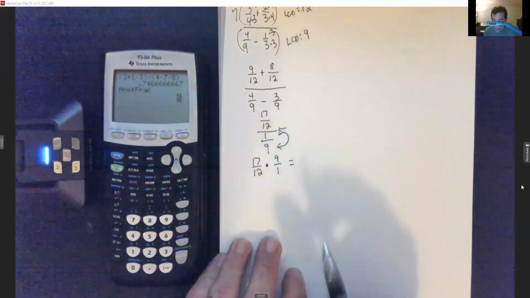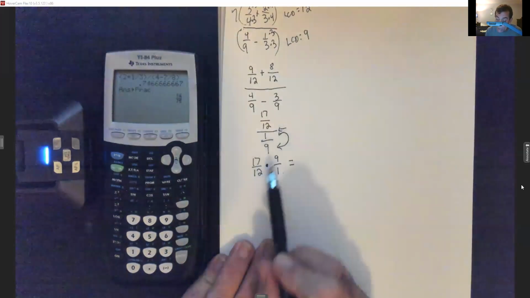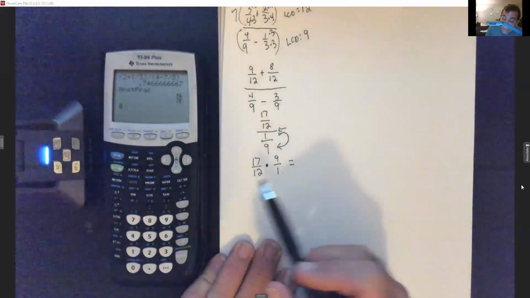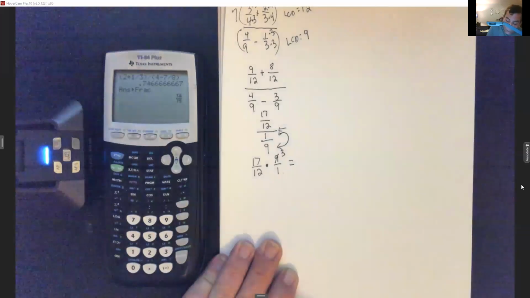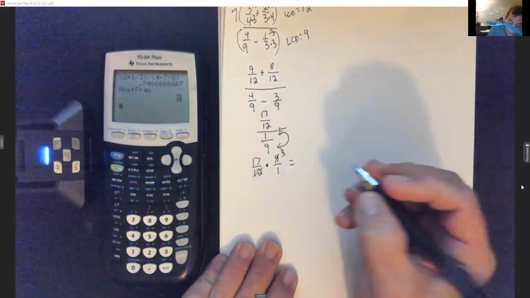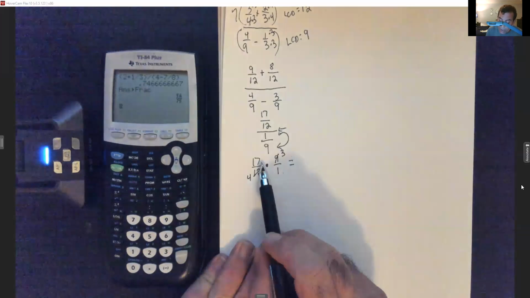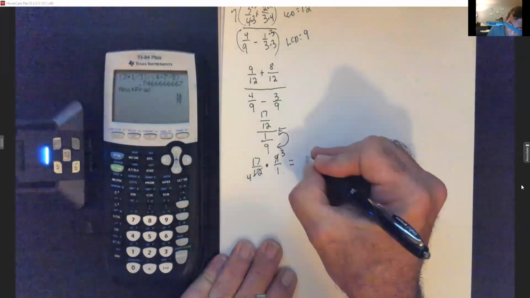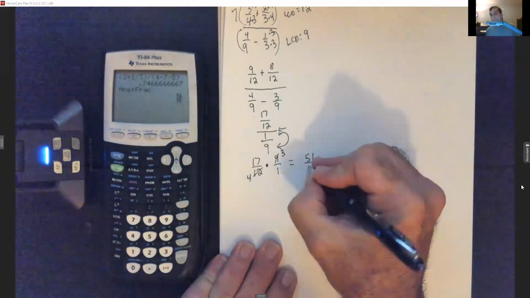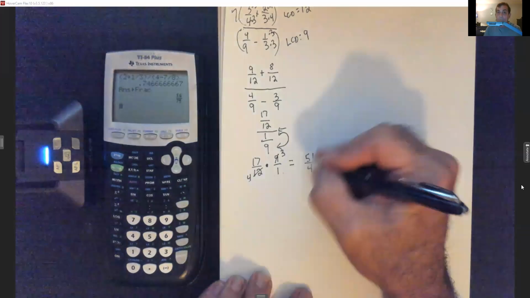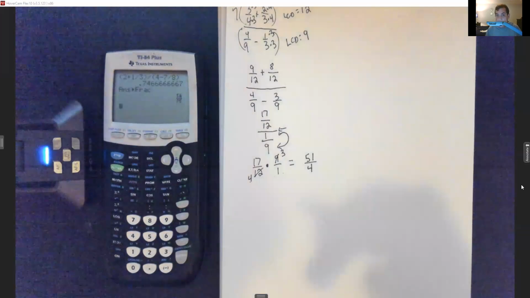Now, 17 cannot reduce with a 12 or a 1, but a 9 can reduce with a 12. Both of them have a 3 in them. So the 9, if you take out a 3, becomes a 3. The 12, if you divide that by 3, becomes a 4. So notice nothing else reduces. On top, 17 times 3 is 51. On the bottom, 4 times 1 is 4. Now, leave the answer as an improper fraction. You don't have to try to divide and make that into a mixed number, okay?